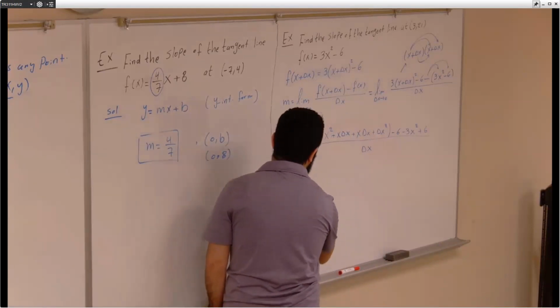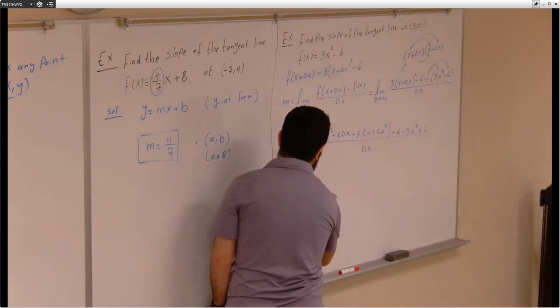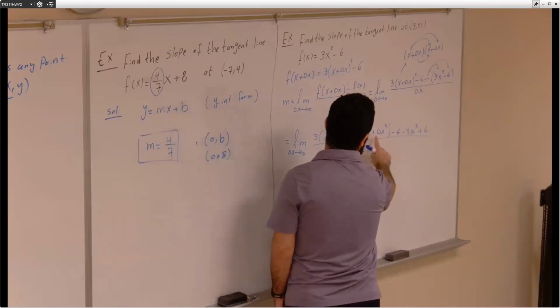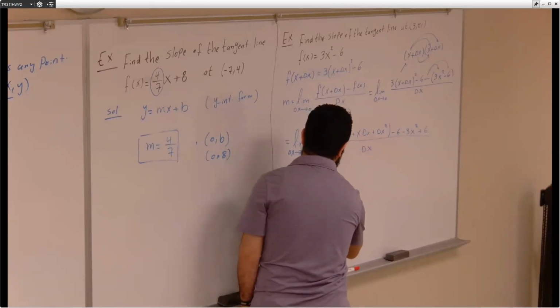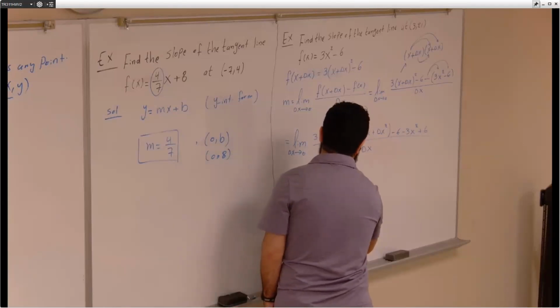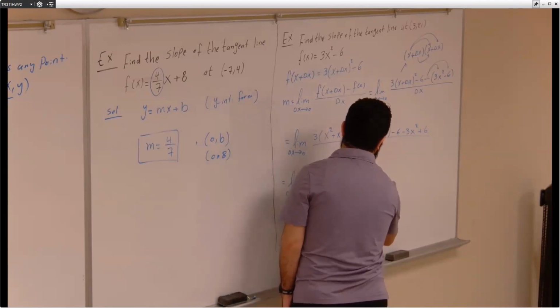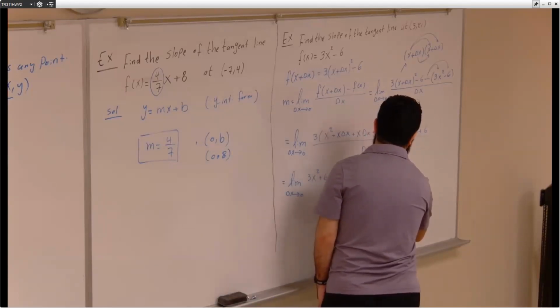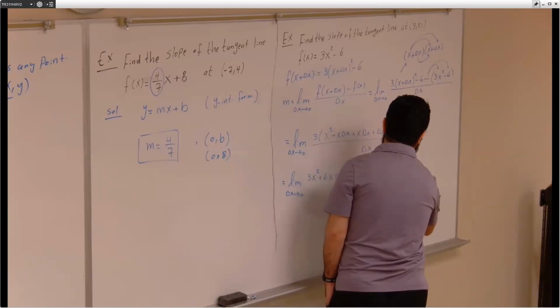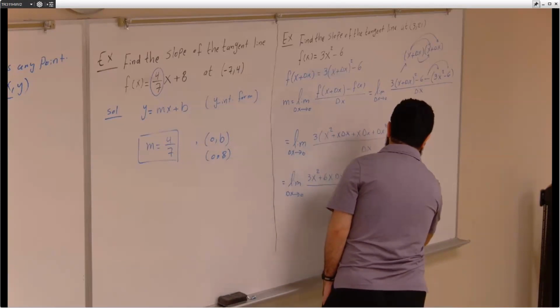Next step, this one is going to be the limit when delta x approaches 0. You want to distribute and combine the like terms, so it's going to be 3x squared plus 3x squared, so it's going to be 6x delta x, because I can combine these together. Plus 3 delta x squared and minus 6 minus 3x squared plus 6. And everything divided by delta x.